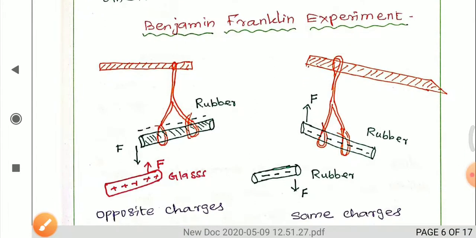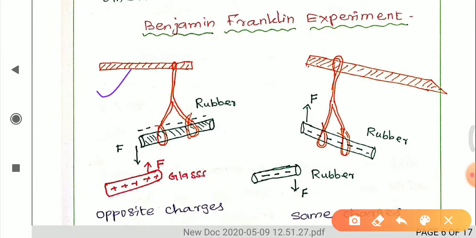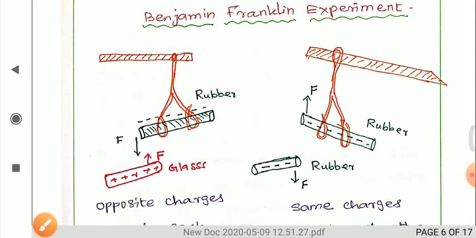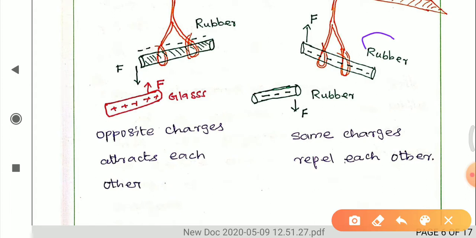You can see that there are two pictures given. In the first picture you can see rubber and glass. We have just discussed that rubber always acquires the negative charge and the glass rod always acquires the positive charge. Since they are opposite charges, they attract each other. Here you can see the arrow marks showing the direction of force, both attracting. But in the second case one is rubber and the other is also rubber. So both bodies have negative charges, and same kinds of charges repel each other, because according to Benjamin Franklin's concept, same charges repel.